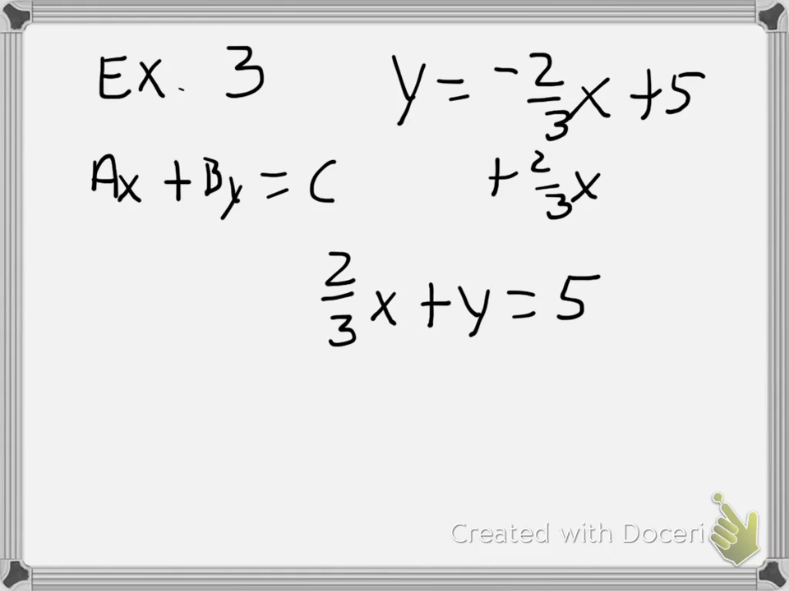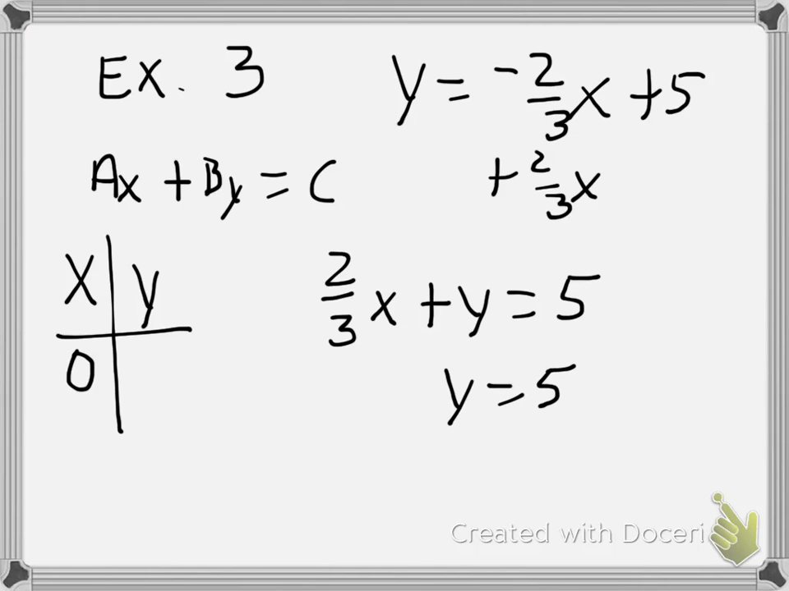Now what we need to do is solve for our x and y intercept and then graph it. So let's go ahead and put x and y over here. Let's start off by putting 0 in for x. If we put 0 in for x, it leaves us with y equals 5. So that one was fairly simple.